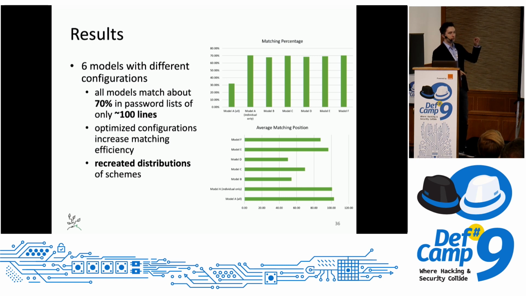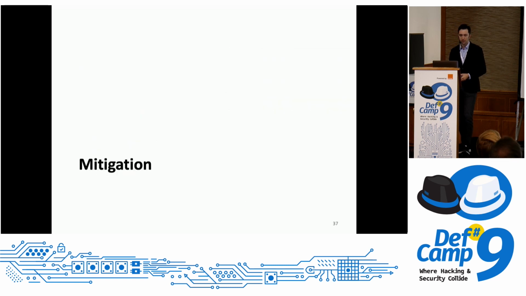And not only does it match the password, it also recreates these password distributions of the schemes, which means that I've basically proven that machine learning and neural networks can learn such information and can be used to attack passwords in that way. So now that's obviously a problem. What can we do about this?